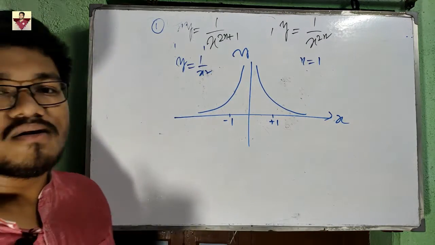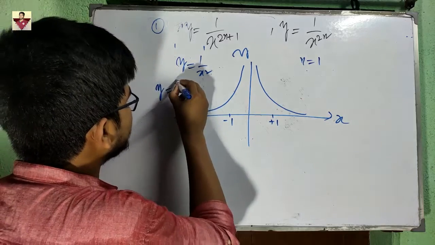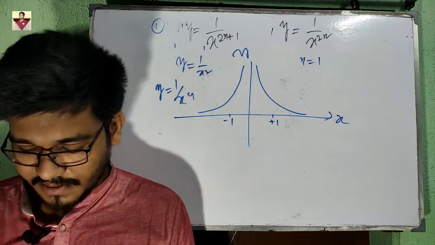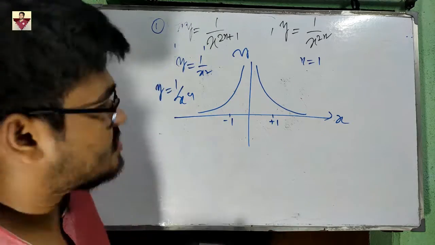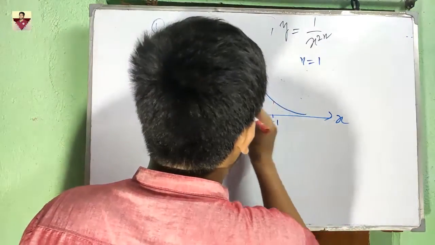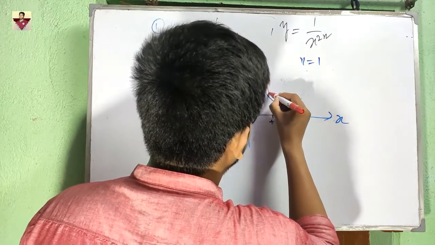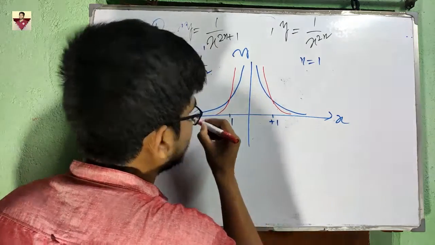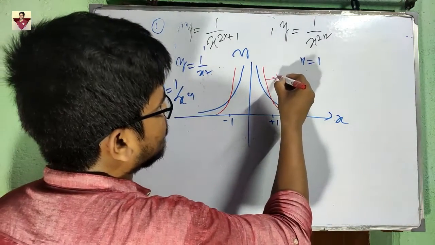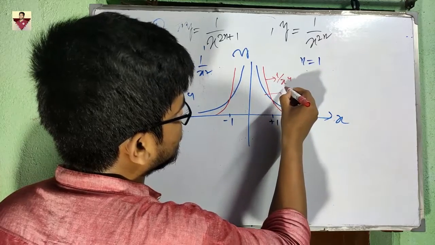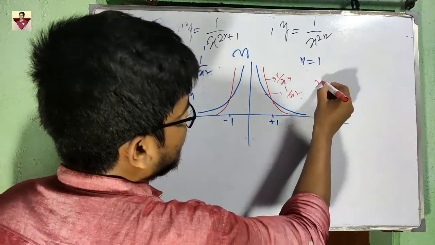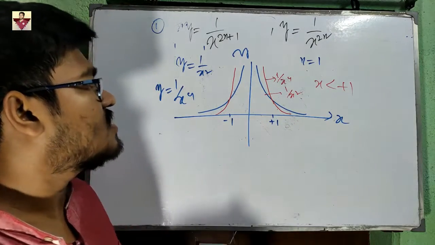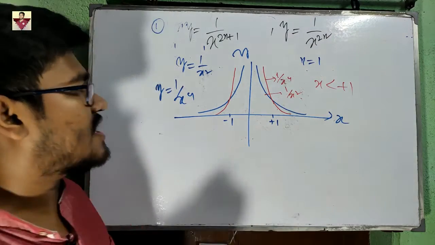Now if you want to plot y equal to 1 by x to the power 4 on the same graph, then again you need to be careful about the +1 and -1 limit. So 1 by x to the power 4 will vary like this, and here like this. So as you can see, this is y equal to 1 by x to the power 4 and this one is 1 by x square. So for x less than +1, 1 by x to the power 4 is varying much faster. So the amplitude will be much higher.